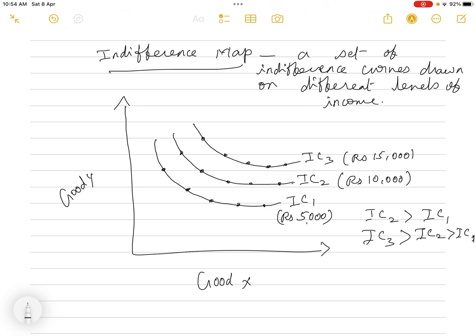Based on this, only if his income increases can he move to IC2. If his income is 5,000, he can only purchase whatever combination is lying on IC1. So according to the level of income, the consumer has to choose the indifference curve. So under those conditions, how is he attaining the equilibrium position? Apart from the income, we should also know the prices of commodity X and the prices of commodity Y. So for that we have to know what is the meaning of price line or budget line.